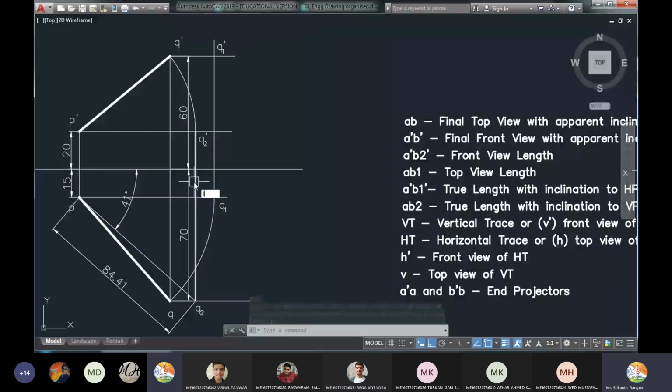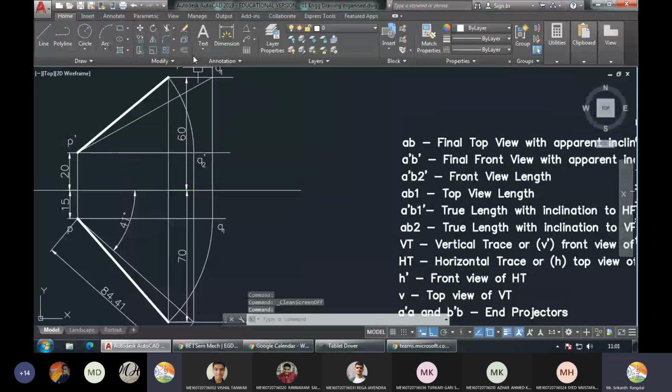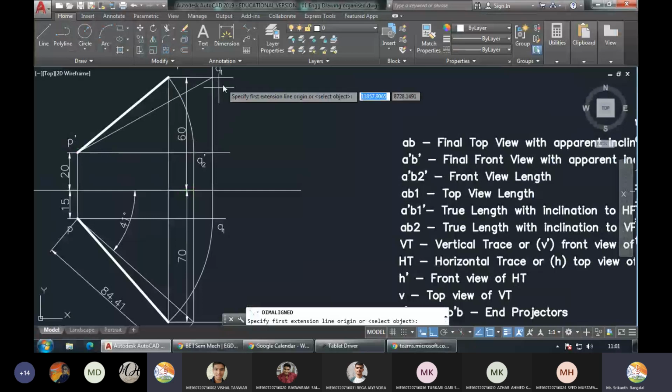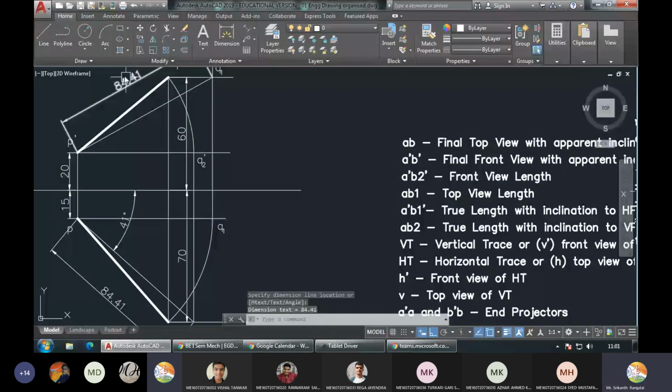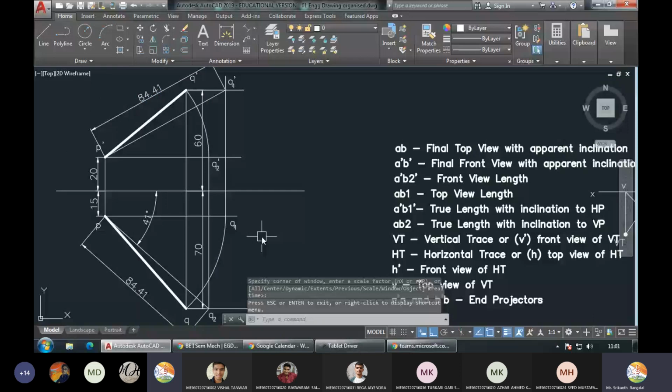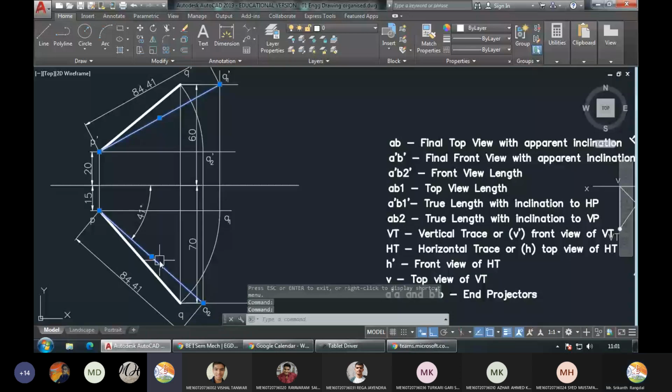Now, how to get the inclination with HP? We have to join that length. Once again, let me take aligned dimension. So this length should be the same as this length. If this length is not matching with this length, then you must have made some mistake. This is the test. You can say it's a litmus test to check whether your problem is correct. These lengths should be the same.